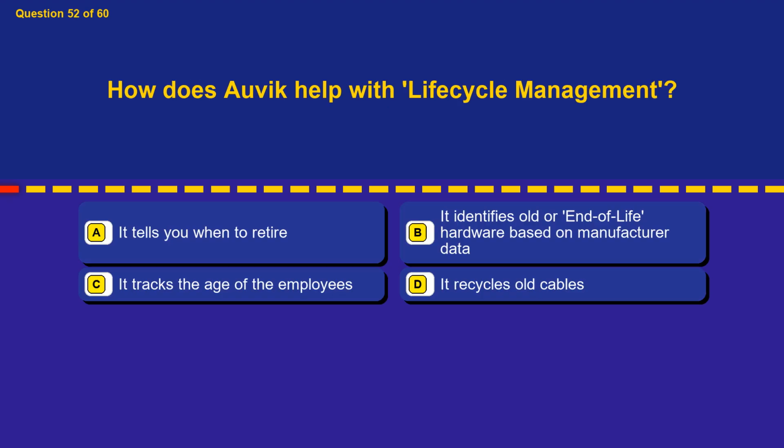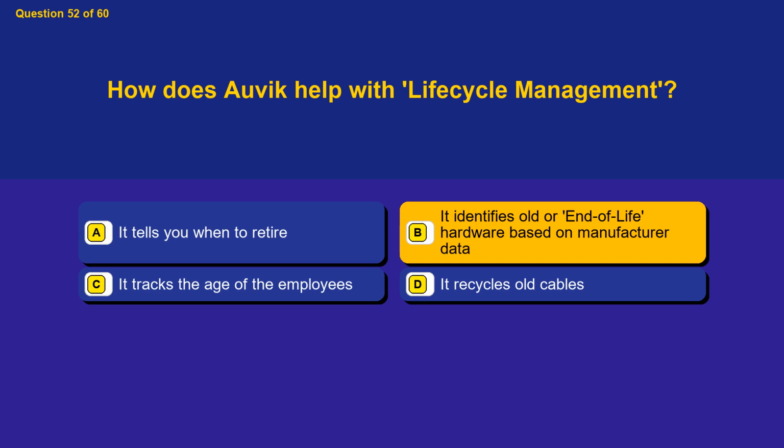Question 52. How does Auvik help with lifecycle management? Option A. It tells you when to retire. Option B. It identifies old or end-of-life hardware based on manufacturer data. Option C. It tracks the age of the employees. Option D. It recycles old cables.